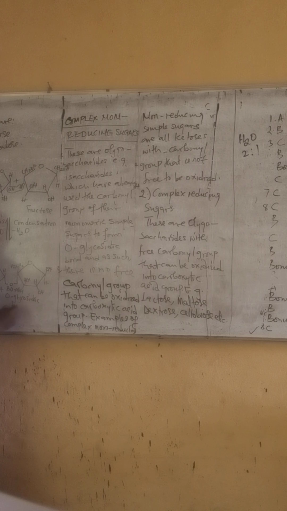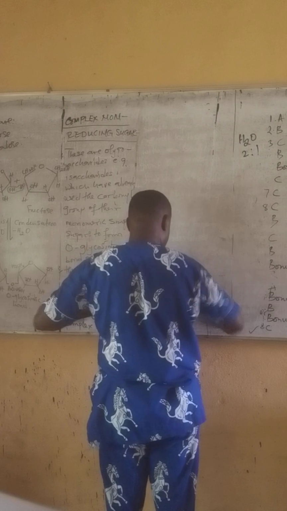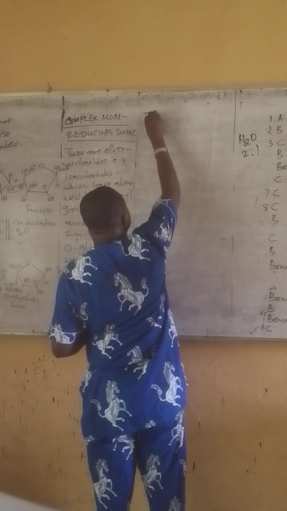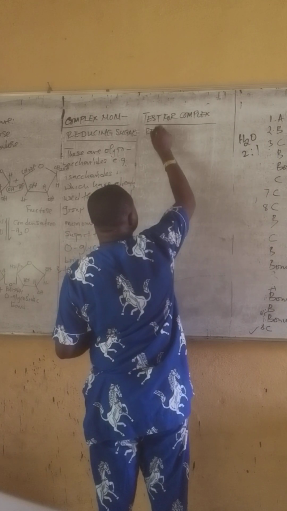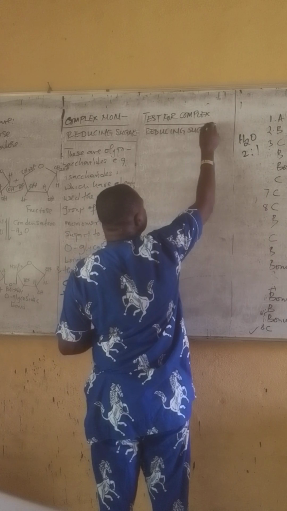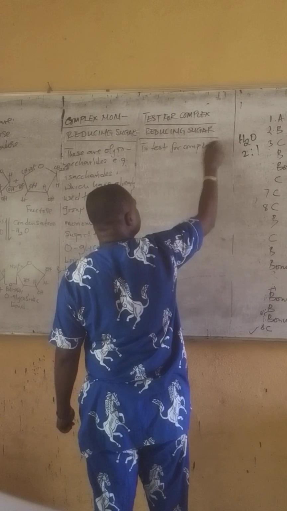So it is carbon number 1 of this glucose that has a carbonyl group, and it has been used in forming the O-glycosidic bond. It is carbon number 2 of this fructose that has a carbonyl group, but it has been used to form the O-glycosidic bond. So there is no free carbonyl group. But there is something you can do to test. Now, test for complex reducing sugar.